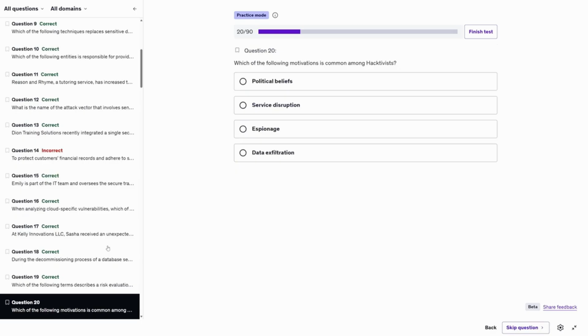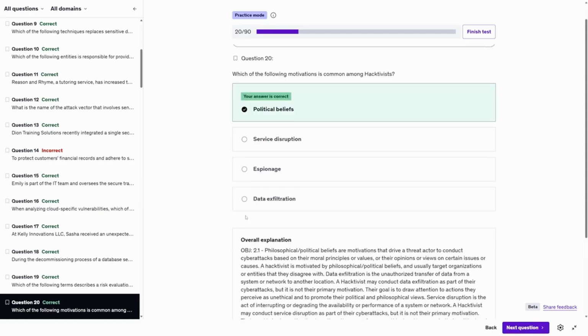All right, question 20. Which of the following motivations is common among hacktivists? All right, and the answer here we can get from the word activists, which is a part of where this term is coming from, and that's going to be political beliefs.